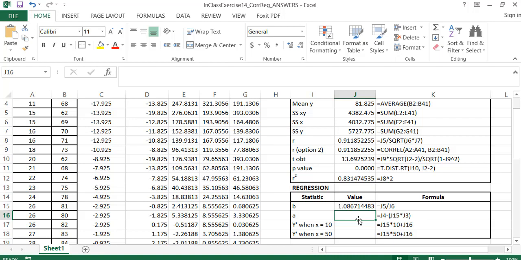So as x goes up, y goes up. Y basically goes up 1 point for every point on x. That would explain why our correlation is so close to one. It's almost a 1-to-1 change across that.